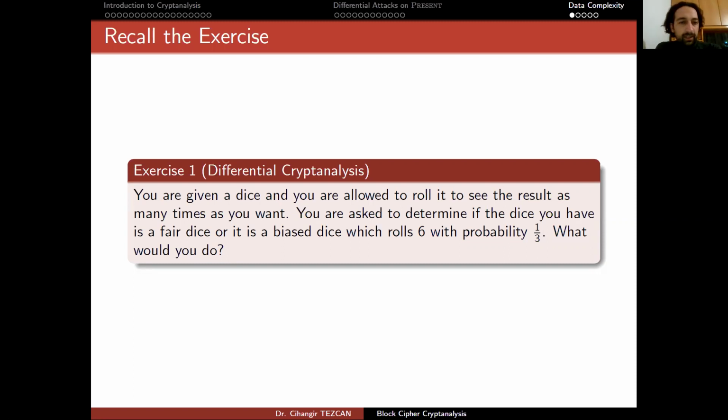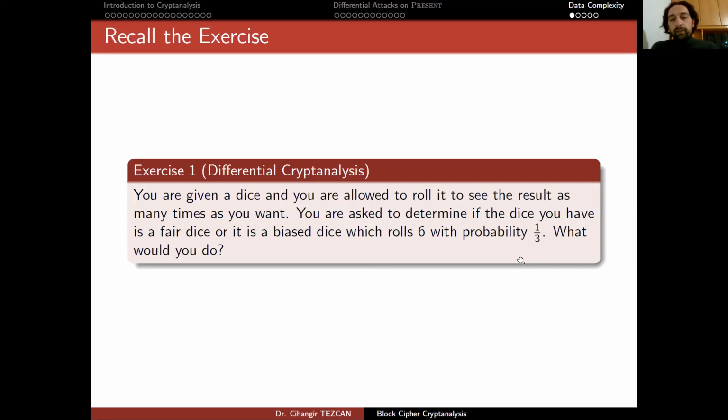So the thinking exercise was as follows. You are given a dice and you are allowed to roll it to see the result as many times as you want. You are asked to determine if the dice you have is a fair dice or it is a biased dice which rolls 6 with probability 1/3. What would you do? For the fair dice, you roll 6 with probability 1/6, but for the biased dice, you only have the information that you can roll 6 with a better probability, which is 1/3.